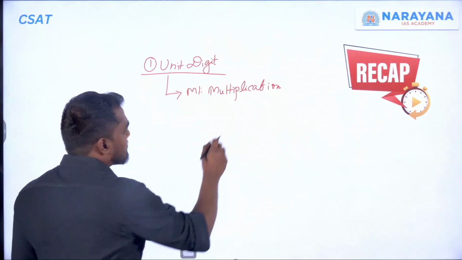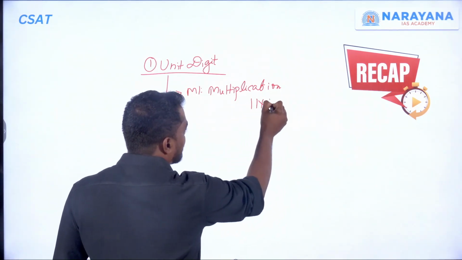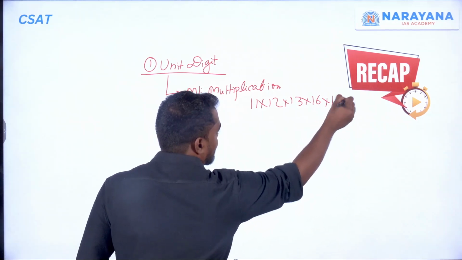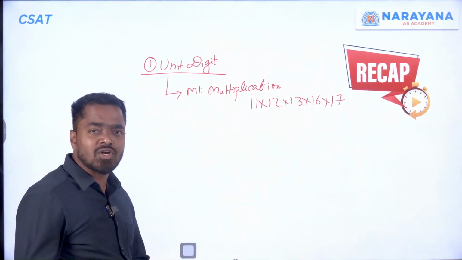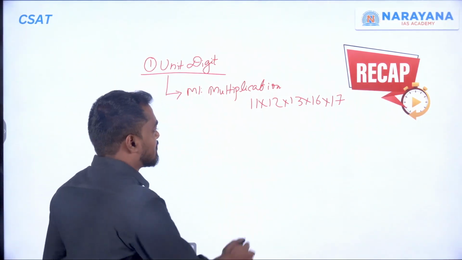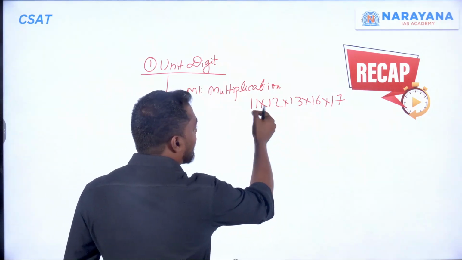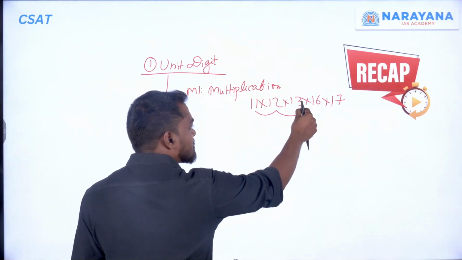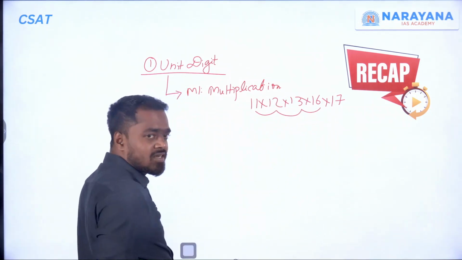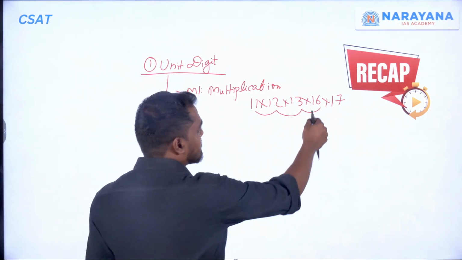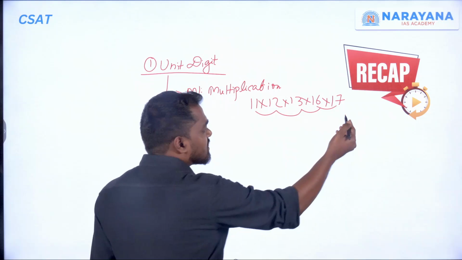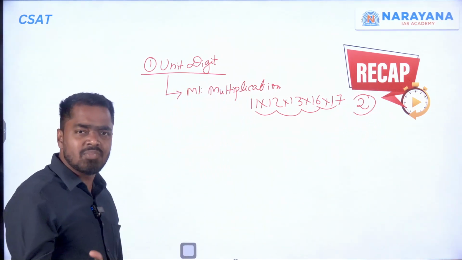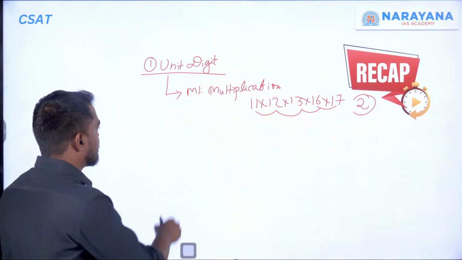For example, there is an expression 11 into 12 into 13 into 16 into 17. What is the unit digit of this expression? You just need to multiply all the unit digits of these numbers. So 1 into 2 is 2, 2 into 3 is 6, 6 into 6 is 36. Again unit digit is 6, 6 into 7 is 42. So what is the unit digit of this expression? 2. So this is the simple multiplication based model.